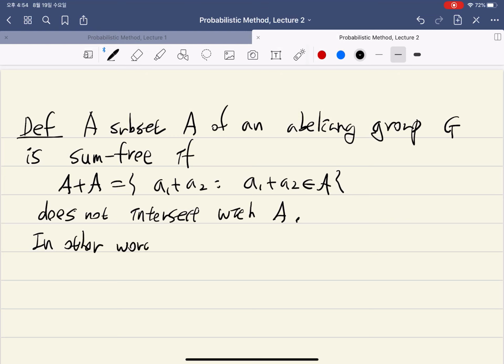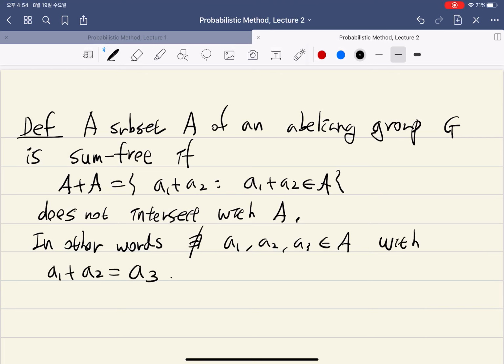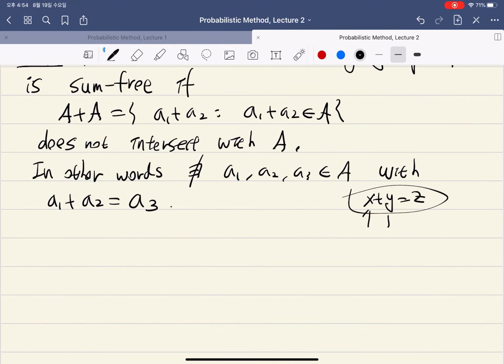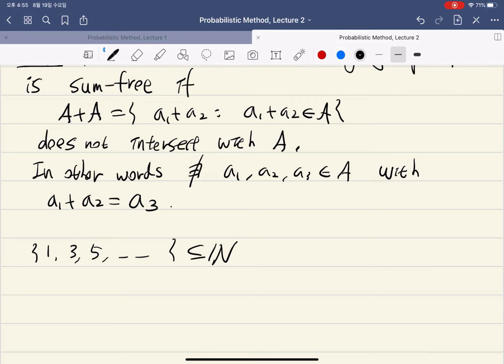In other words, there is no triple a1, a2, a3 in A with a1 plus a2 equals a3. So it has no solution of this equation where x and y, z all consist of elements from A. For example, if you consider all odd numbers in the natural number set, then this is sum free because when we add two odd numbers, it's always even, which is not in A.